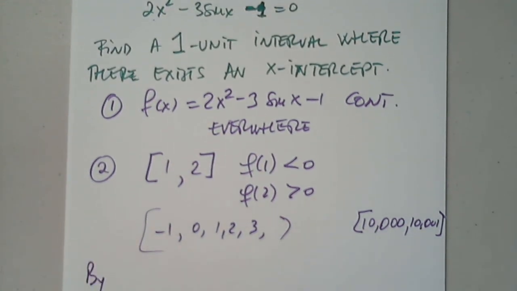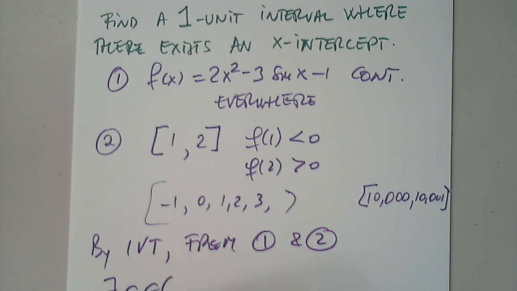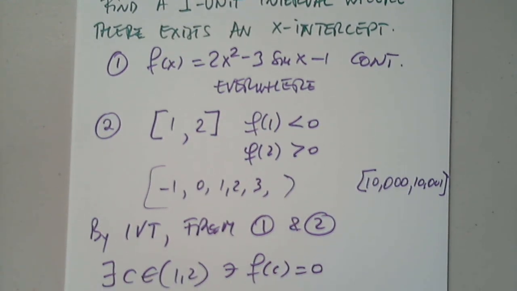Question, please. Yes. So we always need to use the calculator to find that, right? It will be more difficult to do it by hand. Yes. Okay. Yes. By IVT from 1 and 2, there exists a C in the open interval 1, 2, such that f of C is 0. Again, the problem with this theorem is that C is not determined. IVT guarantees there is at least one, but it doesn't tell us what it is.